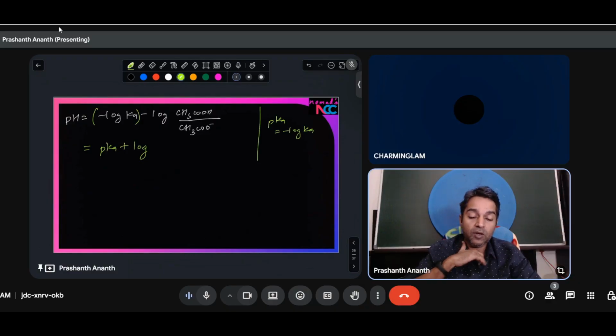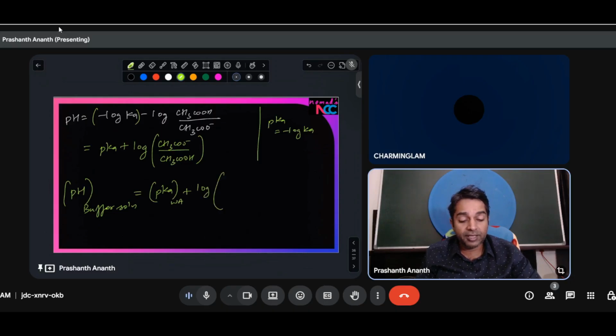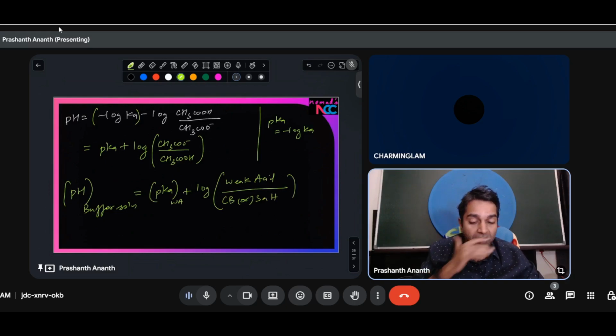So this is going to be minus of log of something, so it becomes log of CH3COO minus divided by CH3COOH. Meaning we can write the pH of this buffer solution is going to be equal to pKa of weak acid plus log of concentration of conjugate base or salt divided by weak acid. You can put it as either, but actually more correctly it is conjugate base.